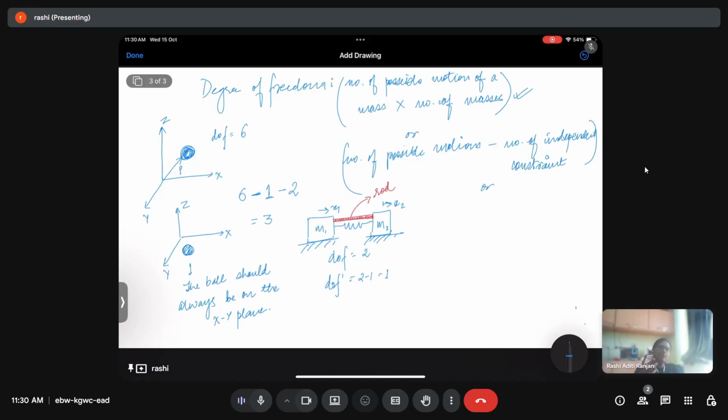See, degrees of freedom is not a very absolute thing, that if I have this number of masses and this number of possible motions, then this into this is always going to be the degree of freedom. That is not true. Because now, like I've discussed earlier also, I'm just taking this example in order for you to remember this. This is a mass, and this is a pendulum. How can it oscillate back and forth?